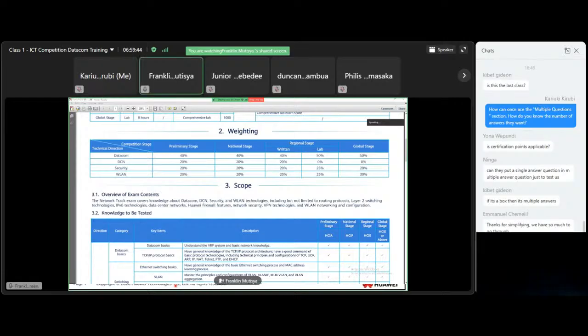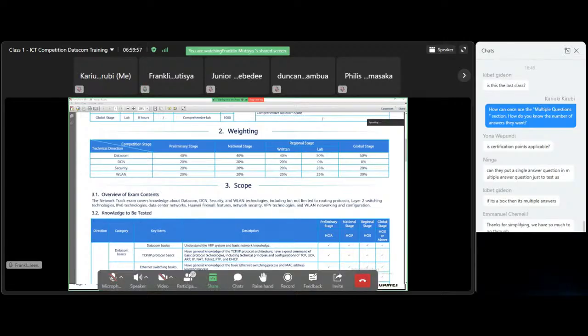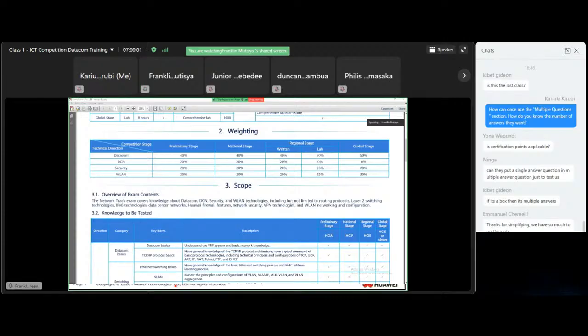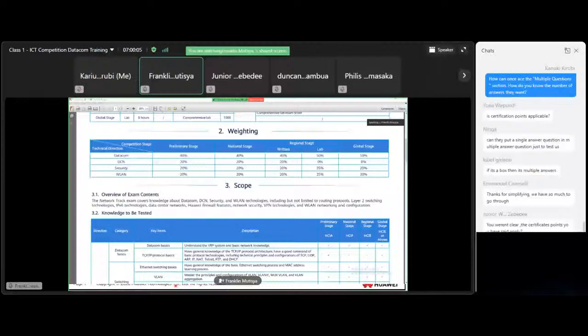Okay. Thanks for simplifying. We have so much to go through. Yes, we have so much to go through. Yeah, thank you. Tibet says, if a box, then it's multiple. Yeah, okay. But they're usually indicated, sometimes it's a multiple. So you'll check the index up there.